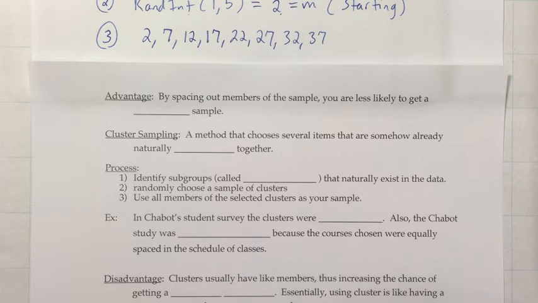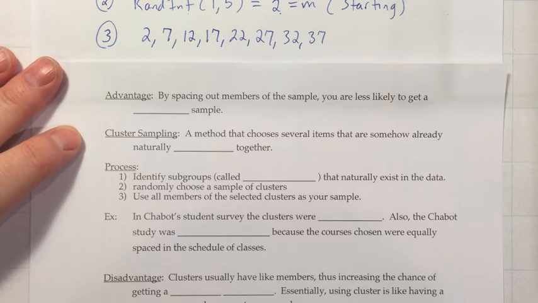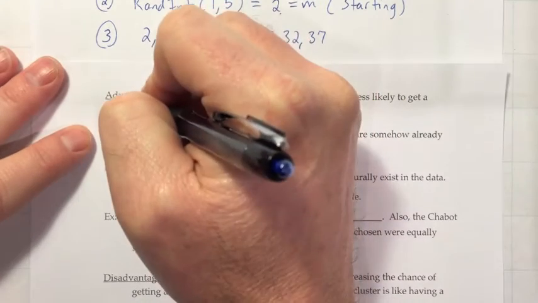All right, now that we've seen an example of how to choose a systematic random sample, I want to talk about the effects of that on how good of a representative sample we have. It turns out that this method usually produces an advantage: by spacing out members of the sample, you're less likely to get a biased sample.